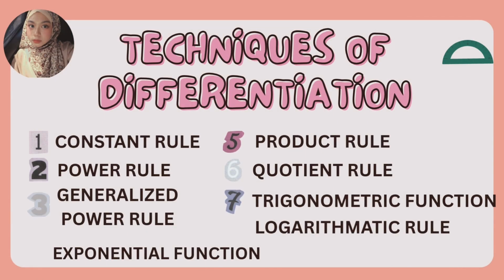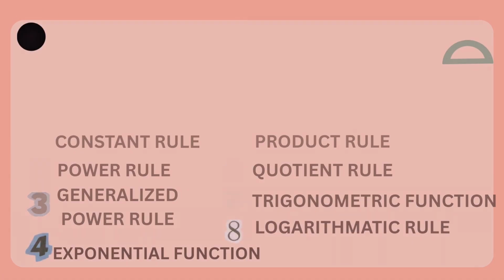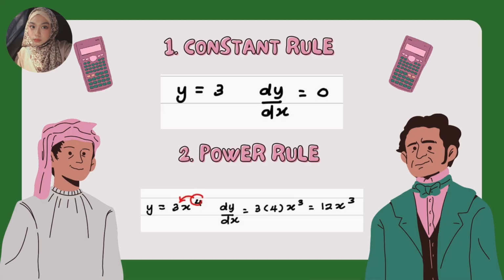This is the list of techniques of differentiation. So, to start, we have the constant rule and power rule. The first rule we will look at is the constant rule in differentiation. This rule says that the derivative of a constant is 0. In simple terms, if a function is just a number, like f(x) equals 5, then its derivative is 0, because the value never changes and there's no slope.